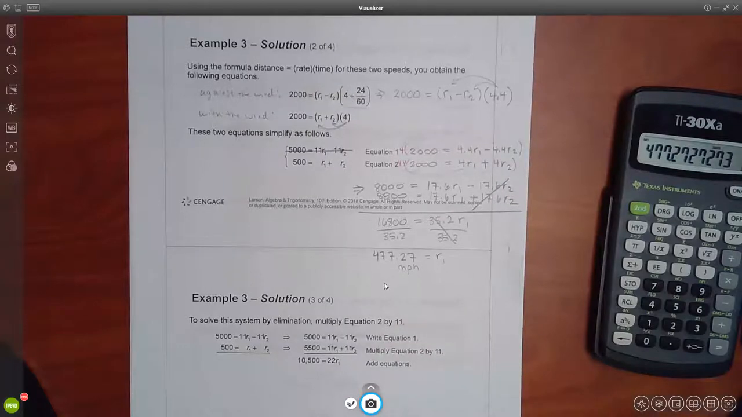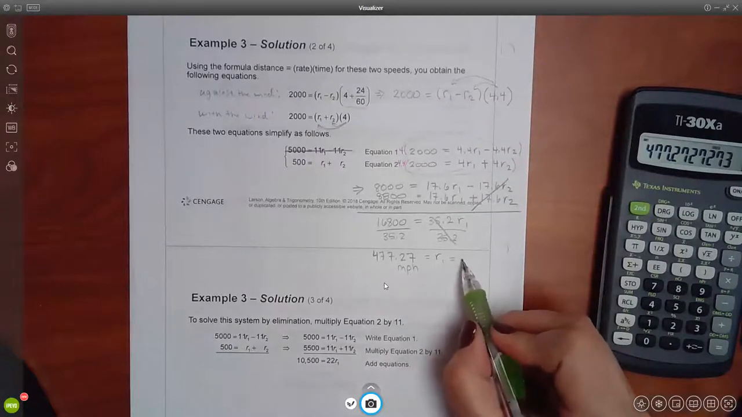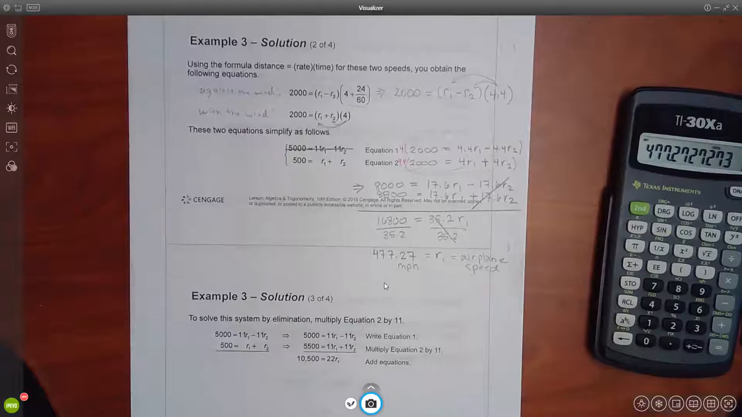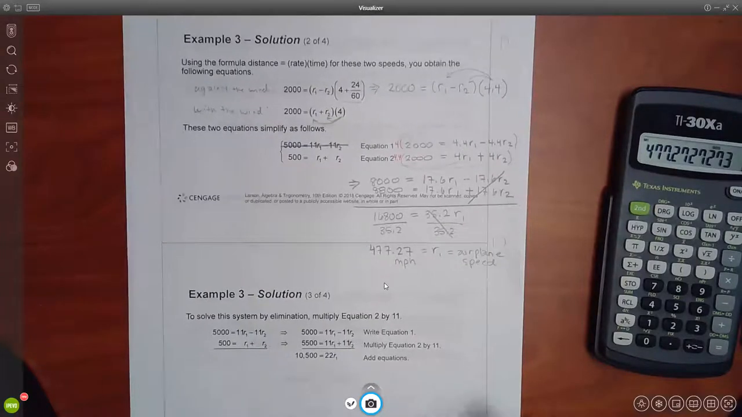So we do have one of the solutions. R1 is the airplane speed. R2 was the wind speed. If you forget, there's going to be a huge difference between the two. One's going to be like in the hundreds, right? Because it's still like hundreds of miles per hour. And the other one's probably going to be like around 30, right? Winds are usually around 30 miles per hour. Okay. So just keep that in mind. If you forget what R1 is and what R2 is, just remember that the wind speed is always going to be smaller than the plane speed.